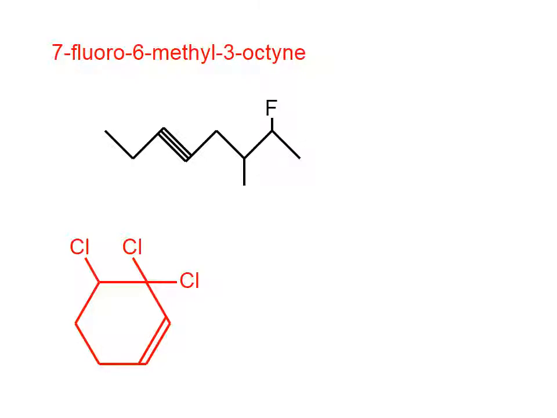If we were to count atoms here, we would count the 8 carbons in the main chain plus the 9th one from the methyl. So we have 9 carbons, 1 fluorine, and let's count the hydrogens, 15.